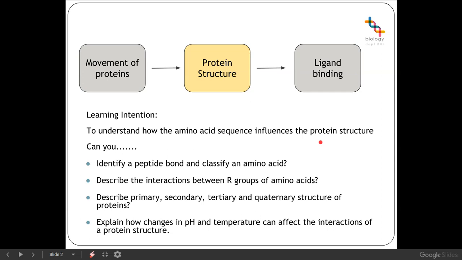So what you're required to be able to do is identify a peptide bond and classify an amino acid. You need to be able to describe the interactions between the R groups of amino acids. You need to be able to describe the primary, secondary, tertiary and quaternary structure of proteins. And finally, explain how changes in pH and temperature can affect the interactions of a protein structure.